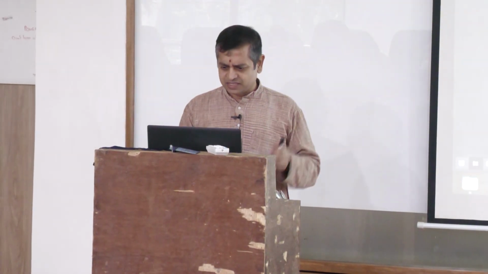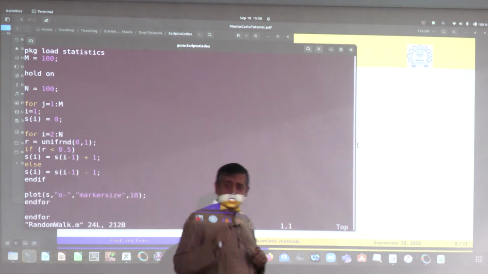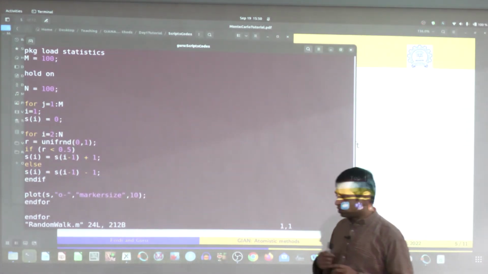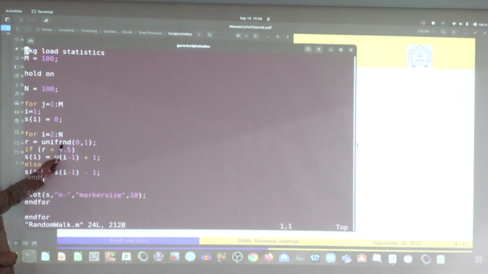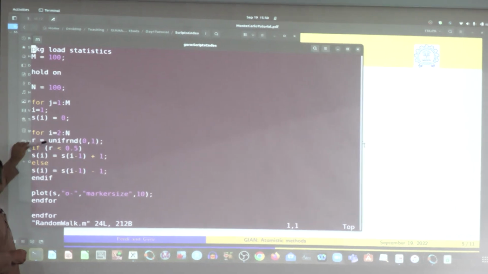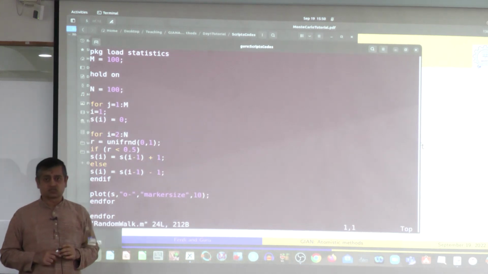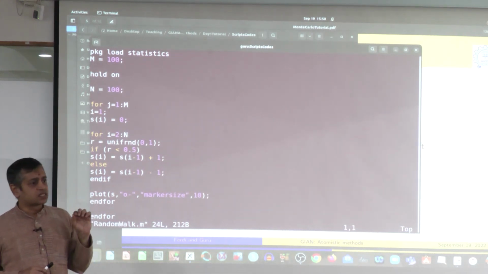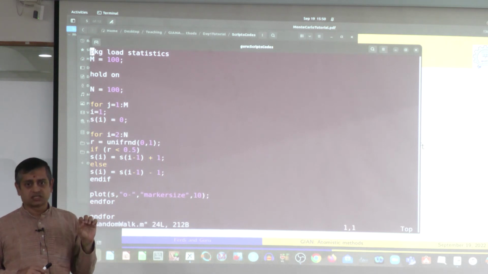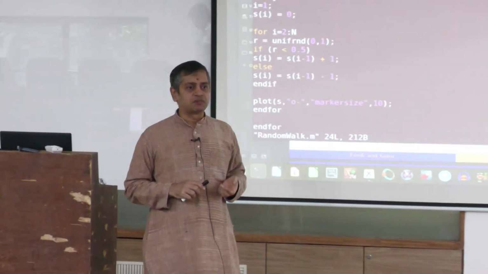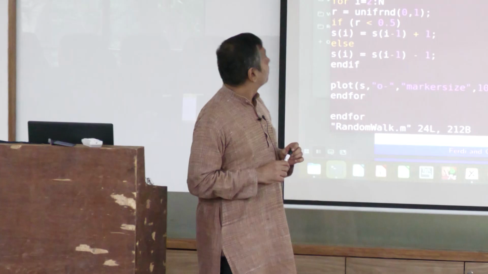show you a very simple code. I am going to load a package called statistics, because I am going to use a random number generator from the uniform distribution. This is the uniform random number that is generated between 0 and 1. To have this command for a uniform random number, I need the package statistics. So, that first line is loading the package statistics in Octave. It is equivalent to including a library in your C program.